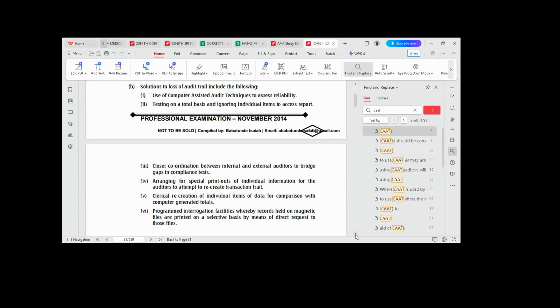All right. So next one, arranging for special printout of individual information for the auditor to attempt to recreate transaction trail. What that one implies is that the auditor requests for a payment voucher, and after he receives it, what will he do? He will initiate a transaction that relates to payment. He wants to make payment and key in the same parameters, the same information, and print out whether it's going to achieve the same result as the already printed out payment voucher. Okay?